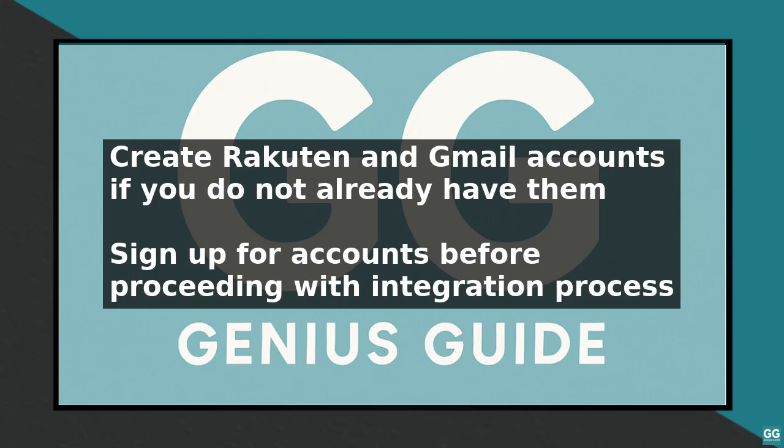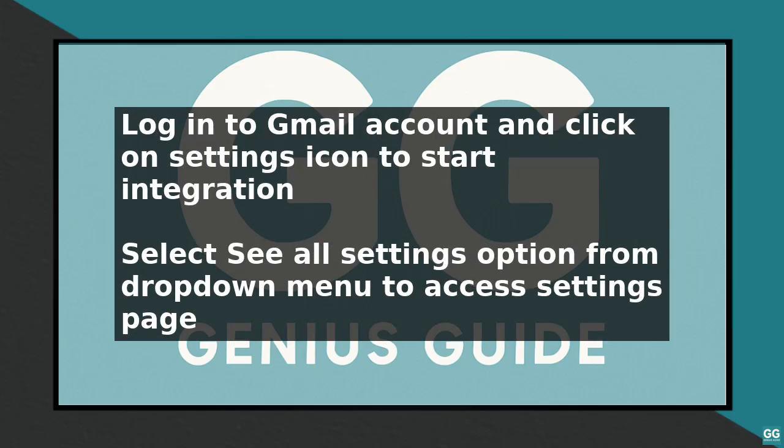The first step is to log into your Gmail account and click on the settings icon, which is usually represented by a gear icon. From the drop-down menu, select the See All Settings option. This will take you to the Gmail settings page, where you can manage various aspects of your Gmail account.